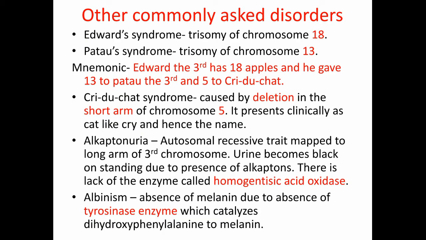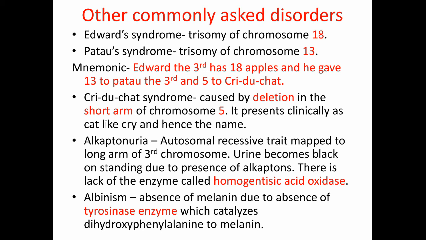Okay, next we are moving to some other commonly asked disorders. So here we have Edward and Patau. One is trisomy 18, one is trisomy 13. Now how to remember that? I just have a mnemonic: Edward the third has 18 apples and he gave 13 to Patau the third and 5 to Cri-du-chat.